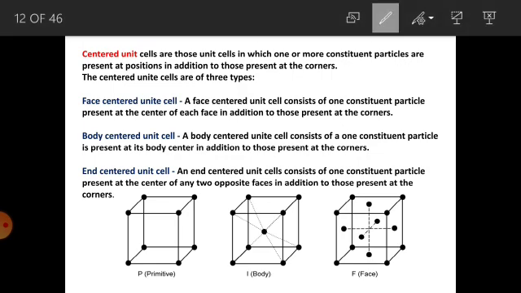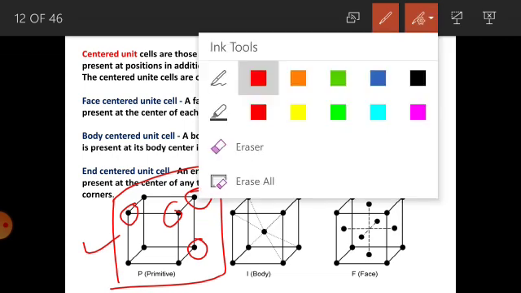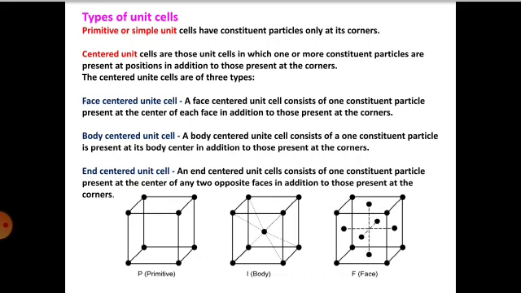Students, focus on the first diagram. For simplicity, we are considering the cubic unit cell. In this unit cell, the particles are present only at the corner positions of the unit cell, and such types of unit cells are called simple or primitive unit cells, where the particles are present only at the corner positions. The second one is centered unit cell.